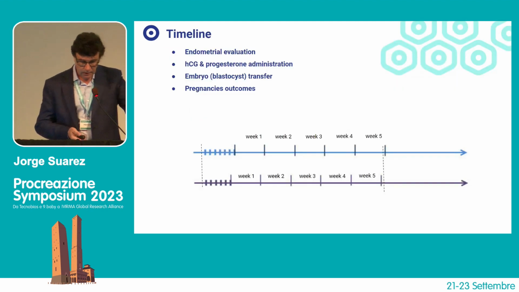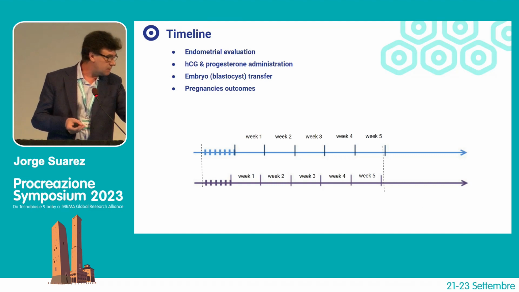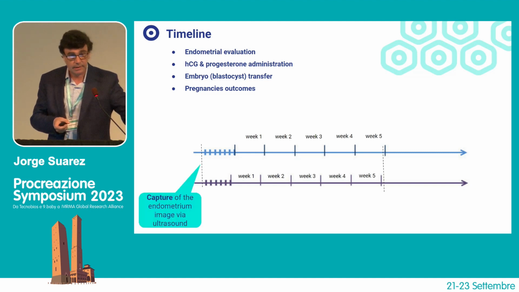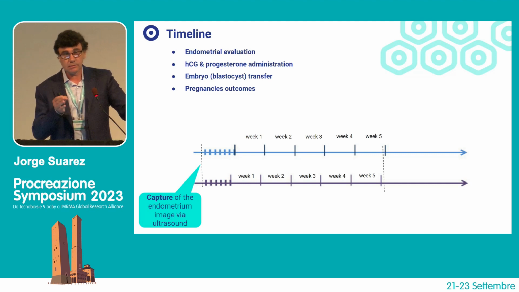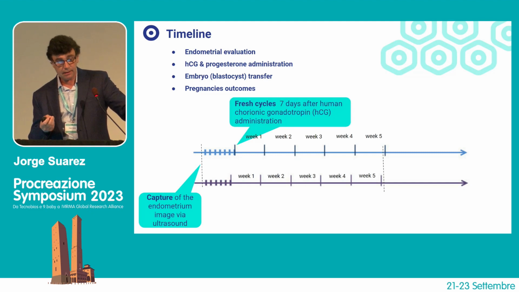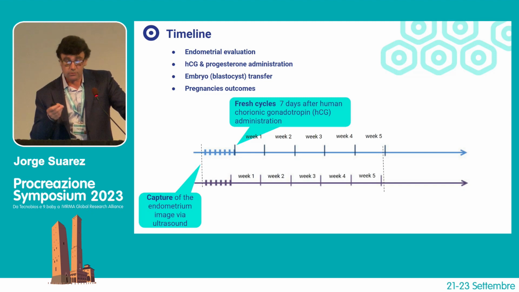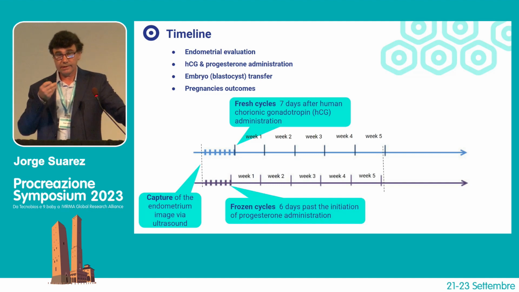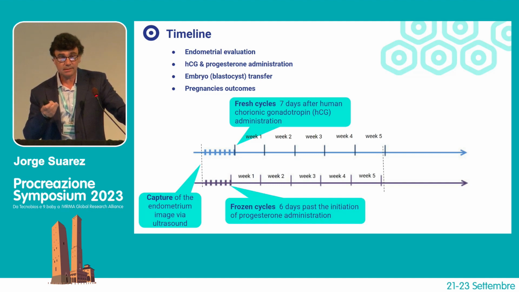So, the most important thing is our timeline. Yes, the timeline indicates 4 important moments. The one where our study captured the ultrasound image is the moment 0. Then, for fresh cycles, 7 days after the human chorionic gonadotropin administration. And the other timeline is for frozen cycles. And the difference is that it is 6 days past the initiation of progesterone administration.